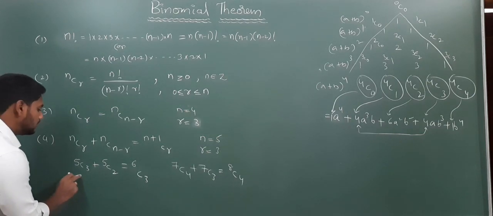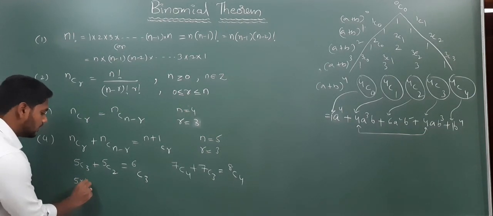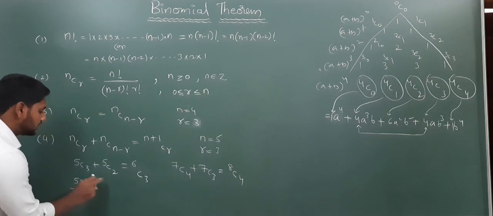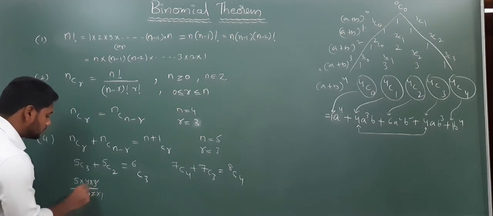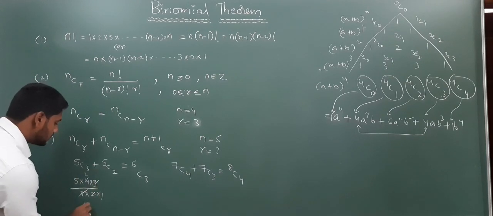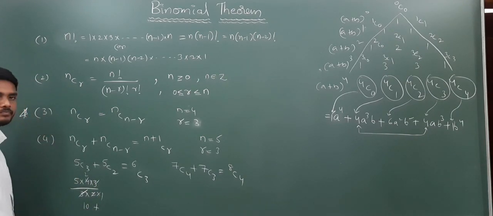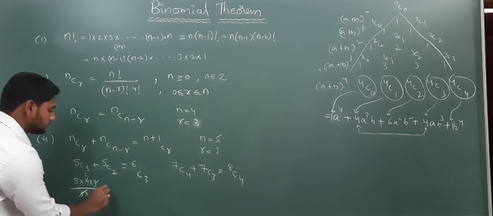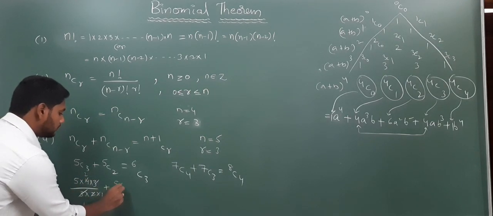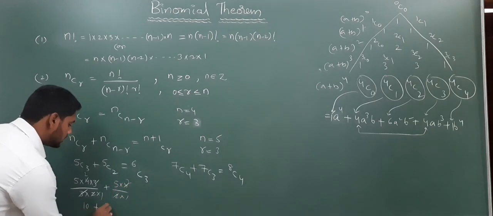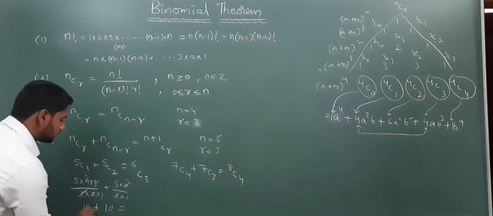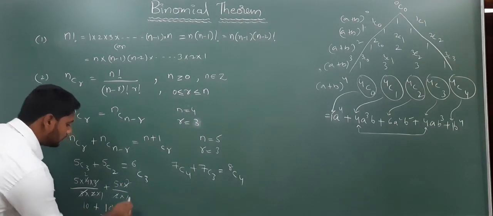So you can check this. What is the value of 5C3? 5 you decrease 3 times: 5 into 4 into 3 divided by 3 into 2 into 1. 3 and 3 cancel, 2 ones are 2, 5 twos are 10. So 5C3 is 10. Next, 5C2: 5 you decrease 2 times, 5 into 4 divided by 2 into 1. 2 ones are 2, 5 twos are 10, again it is 10. So 10 plus 10 should be equal to 20, right?